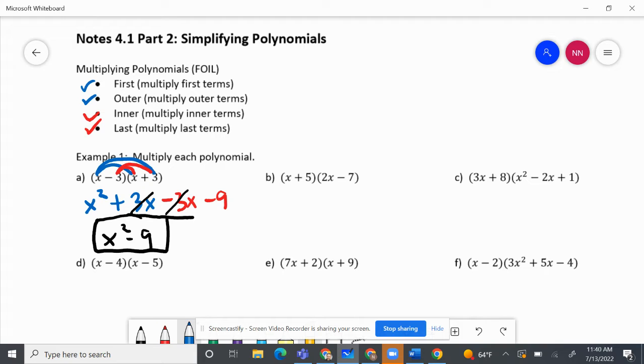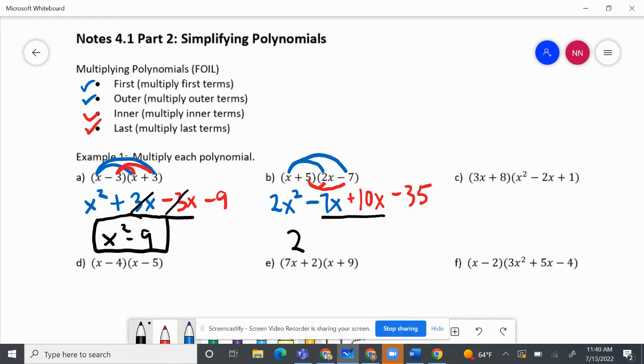First thing that we're going to do is multiply our first terms, and that gives us 2x squared. Then our outer terms, and that would be minus 7x. Then we're going to multiply the inside terms, which would be 10x. And then our last terms, which is negative 35. We're going to add our like terms, and we see that that adds up to 3x. So our answer is 2x squared plus 3x minus 35.